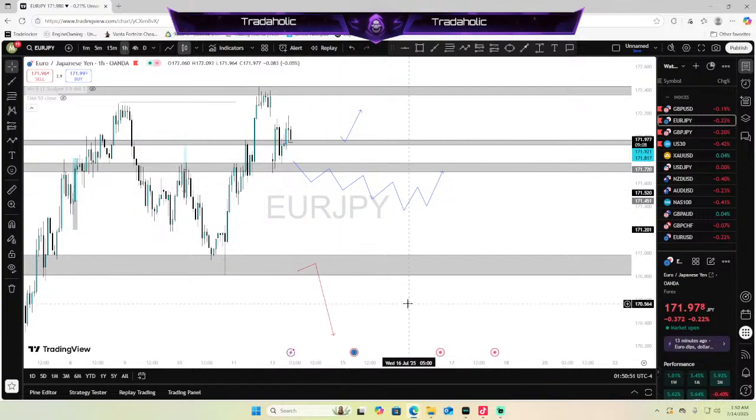So if you're getting cooked based off of your bias being wrong, pick areas where you're bullish above this area and bearish below this area and wait for price to get there. That's it.